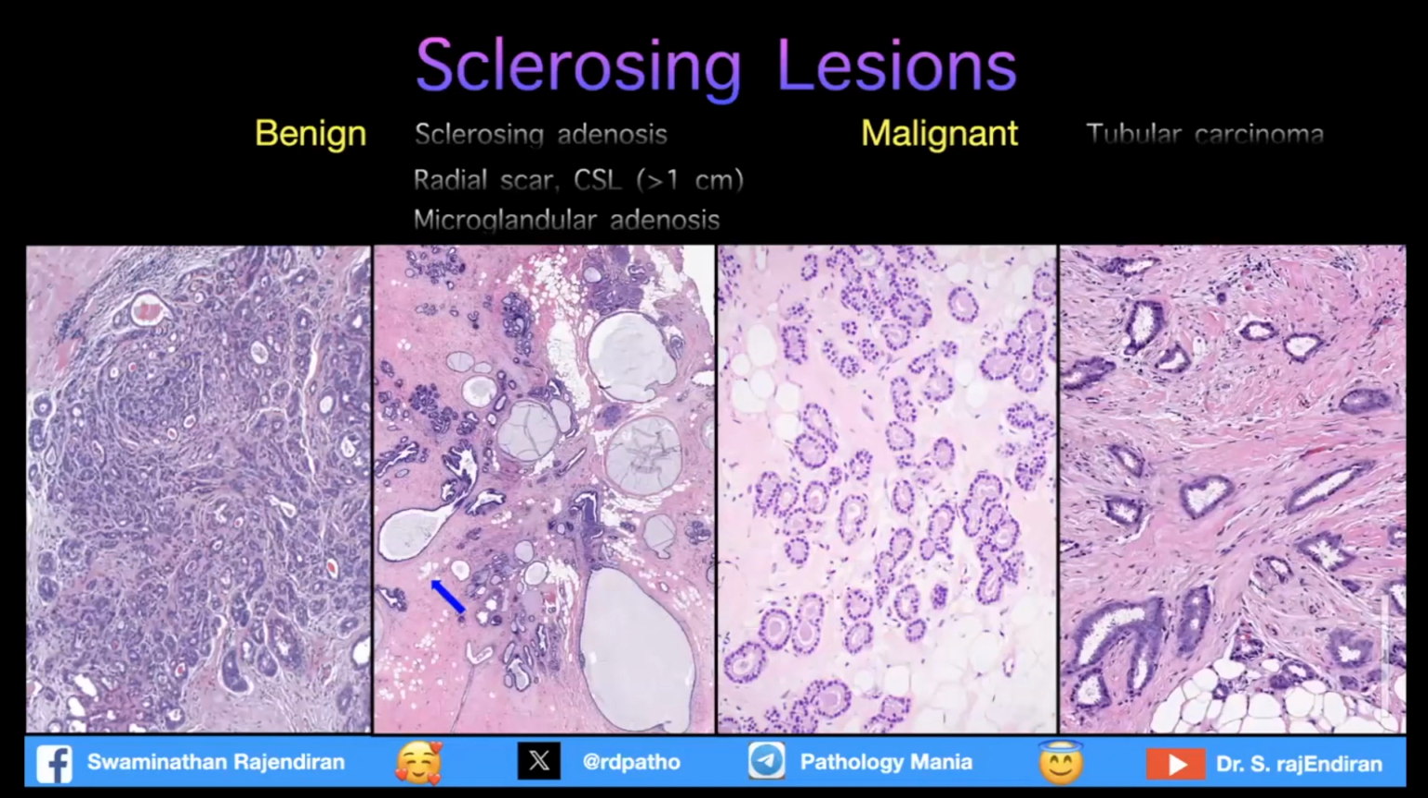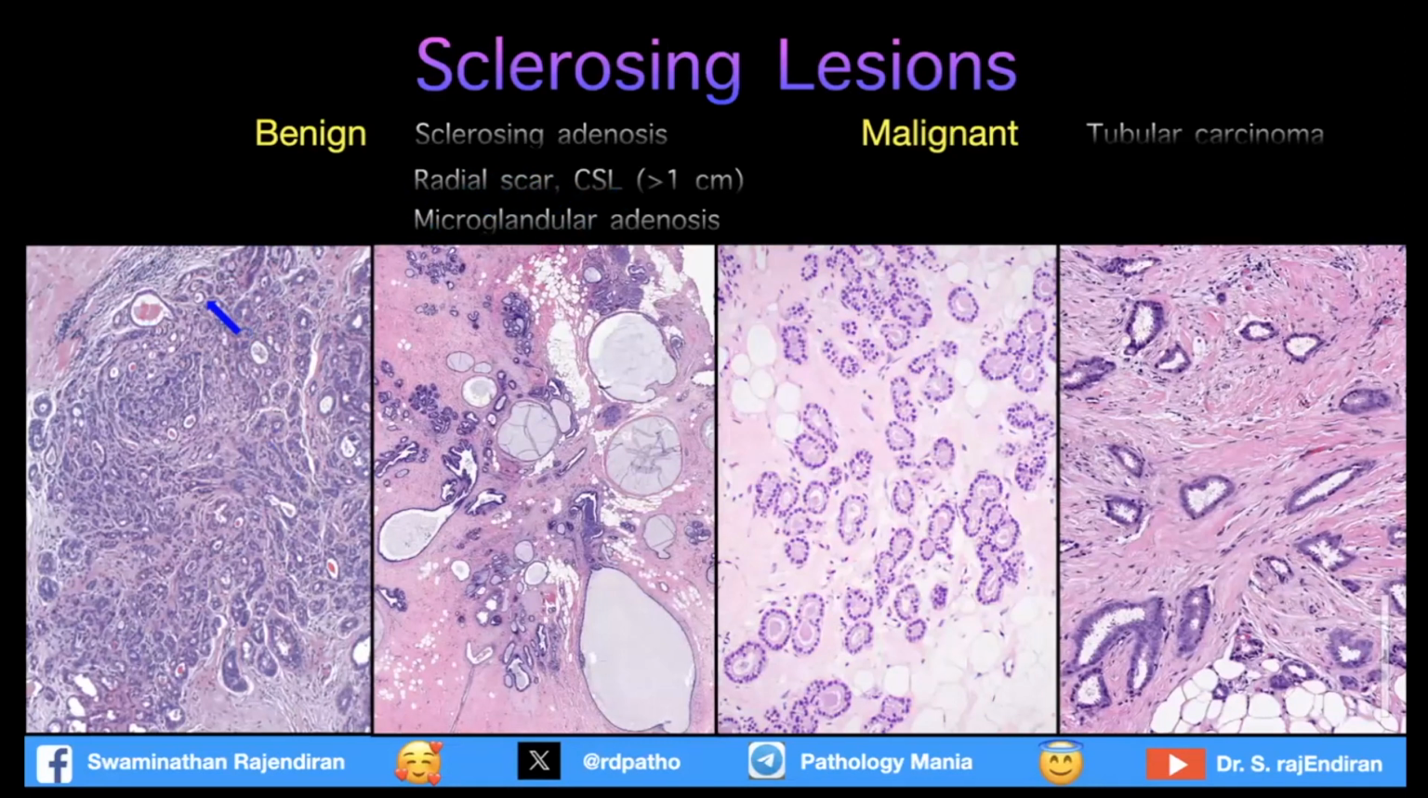There are 4 sclerosing lesions you have to remember in breast. You have to classify them into benign and malignant. Sclerosing adenosis, radial scar or complex sclerosing lesion, and microglandular adenosis are the benign sclerosing lesions, and tubular carcinoma is the malignant sclerosing lesion. And the complex sclerosing lesion is a new terminology. Whenever the lesion is more than 1 centimeter, we call it CSL. When the lesion is less than 1 centimeter, we call it a radial scar.